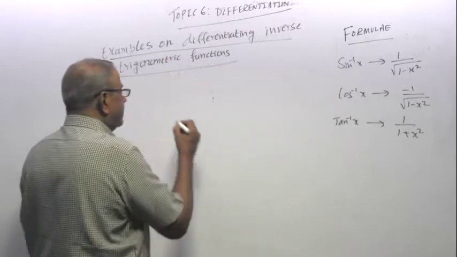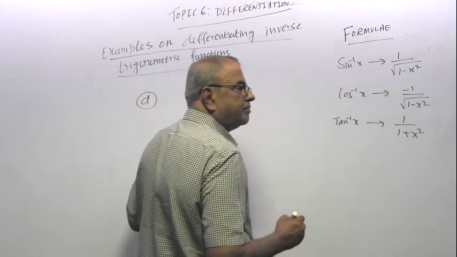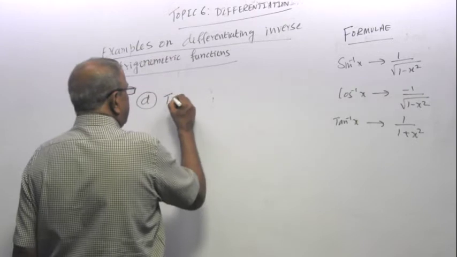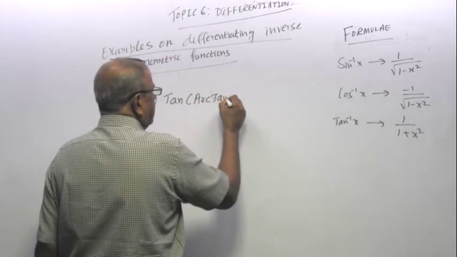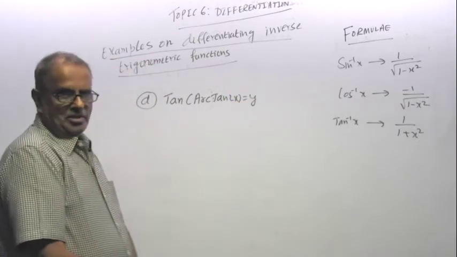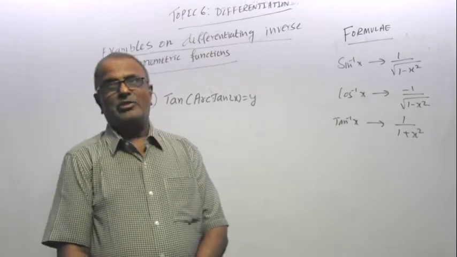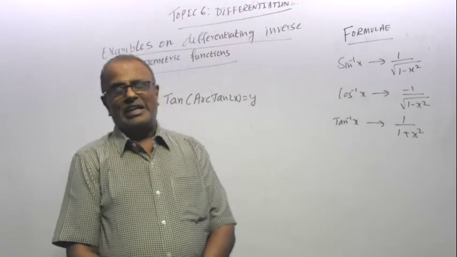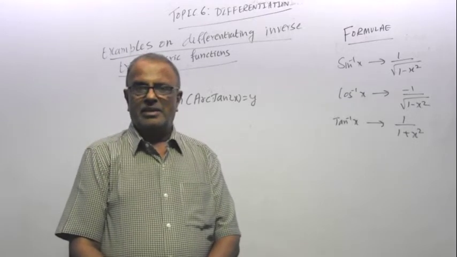Part D is tan of arc tan 2x equals y. Well, blindly, tan gives you sec squared, so sec squared arc tan x times the derivative of arc tan x gives you 1 over 1 plus x squared, so sec squared arc tan x over 1 plus x squared.